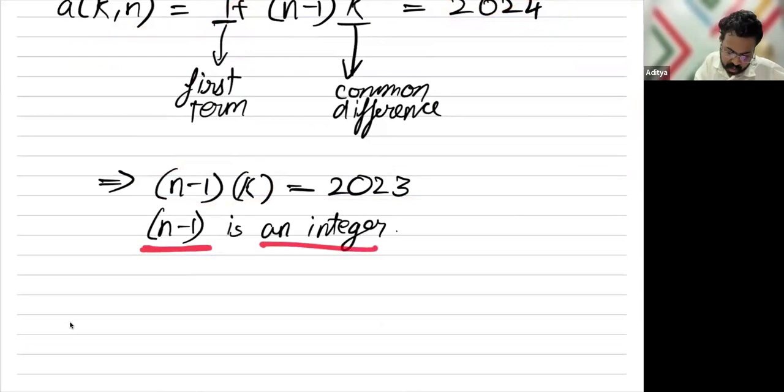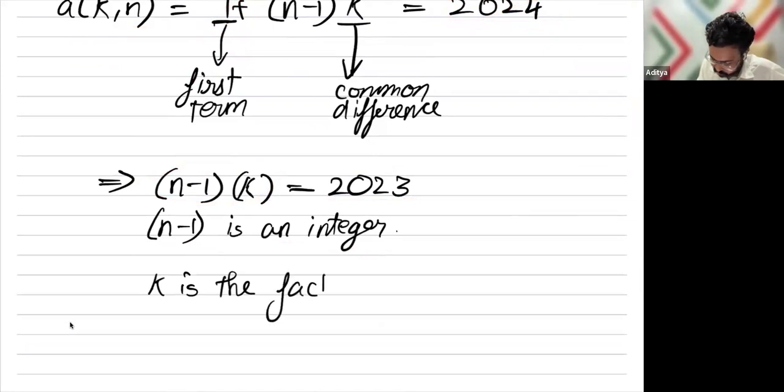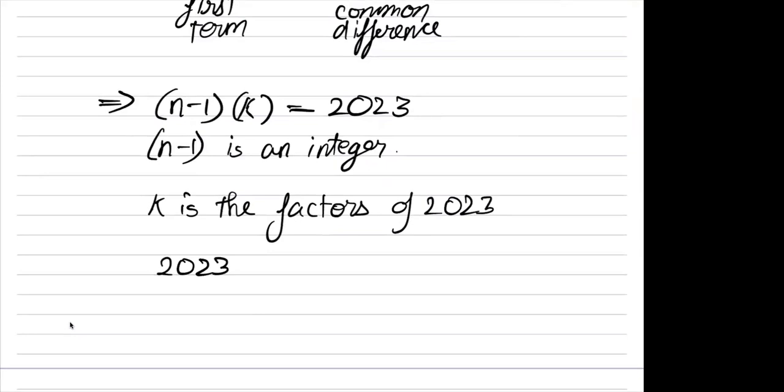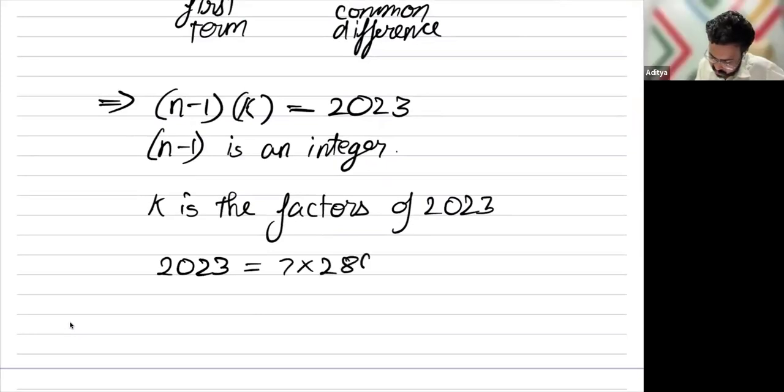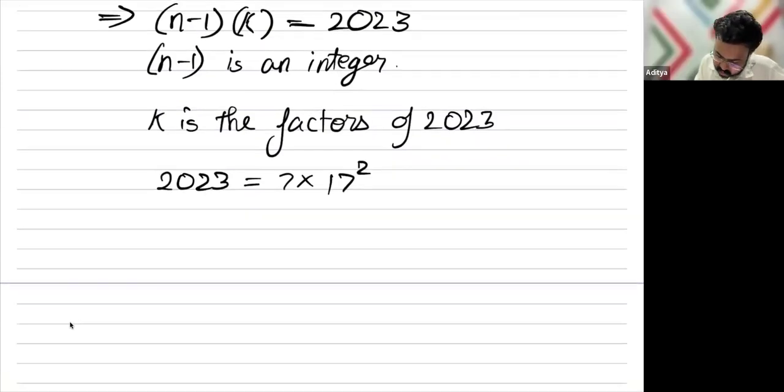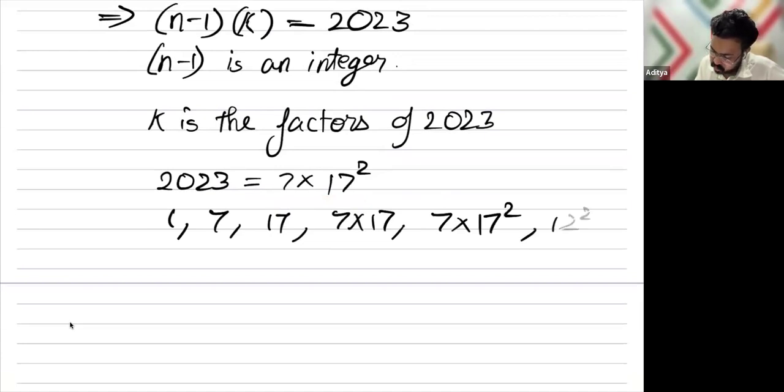Since n minus 1 is an integer and k is also an integer, k is a factor of 2023. Now all you have to do is factorize 2023. 2023 is divisible by 7. So you get 7 times 289 if you divide it properly. 289 is 17 square. So this becomes 7 times 17 square. Now, just keeping 7 and 17 square as it is, you can write the factors as 1, 7, 17. Then next will be 7 times 17, 7 times 17 square, and 17 square separately also.